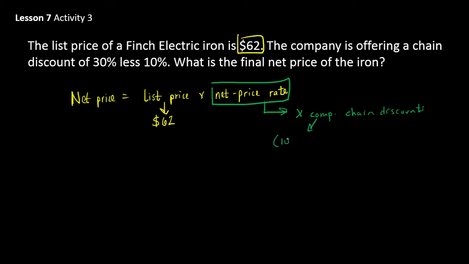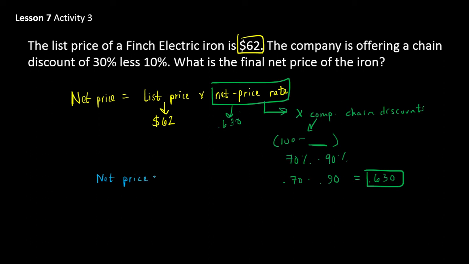Complement means I take 100 minus the number. So the complement of 30% is 70%, and the complement of 10% is 90%. I convert these into decimals and multiply them together. 0.70 times 0.90 is 0.630. That's my net price rate. So finally, to find net price, I take $62, multiply it by 0.630, and I get $39.06.